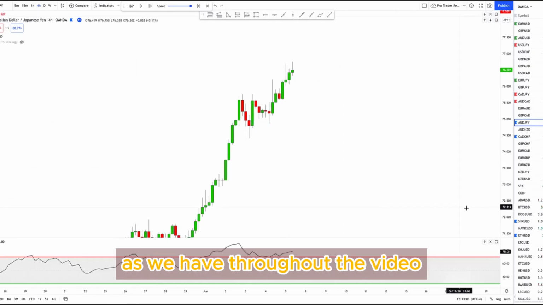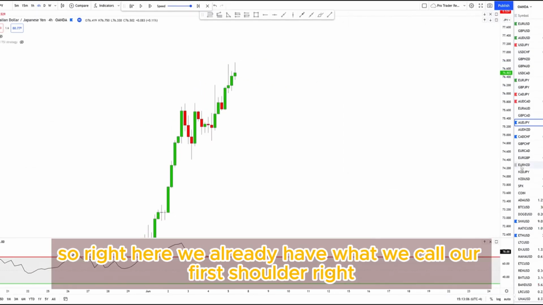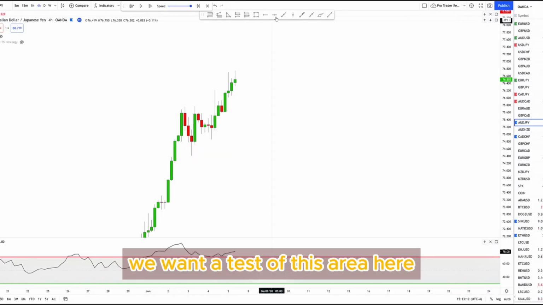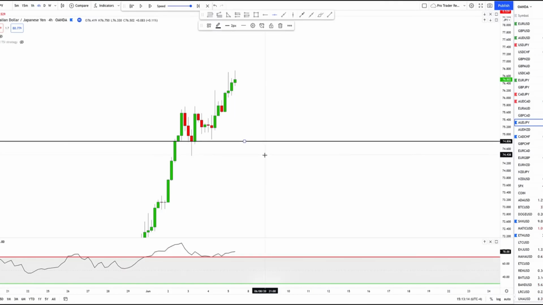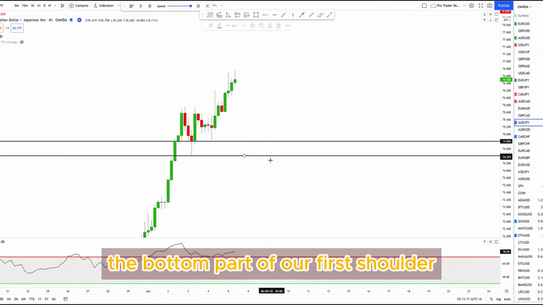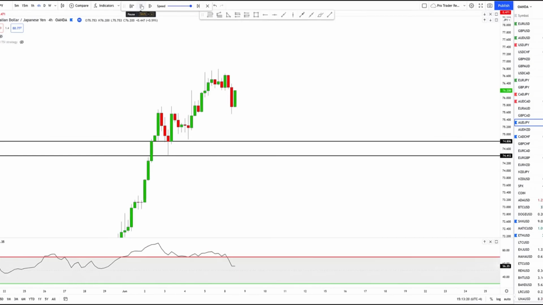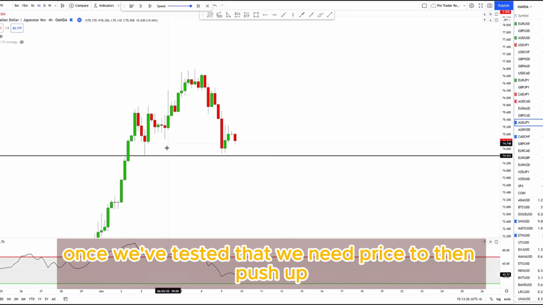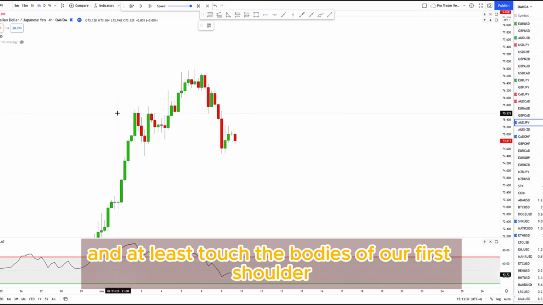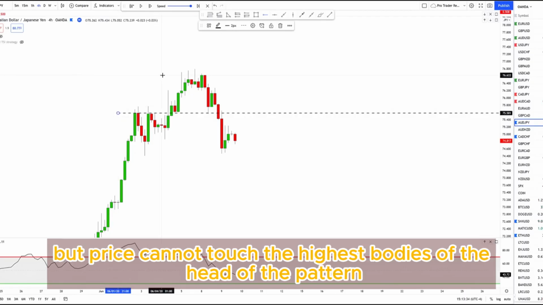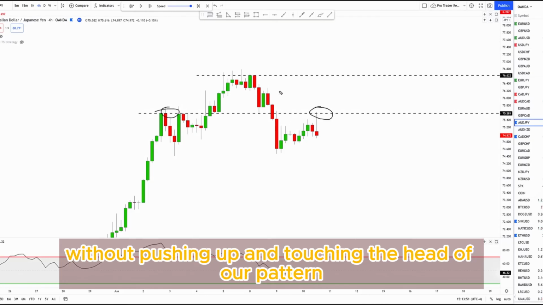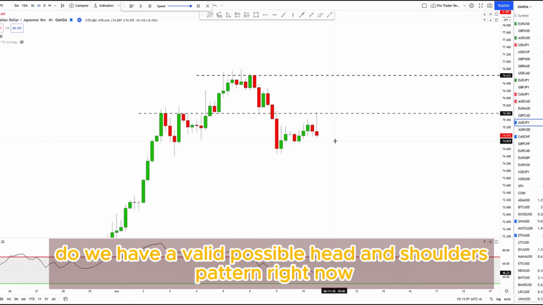So let's go ahead and talk about what would happen if we were actually seeing price create this head and shoulders pattern as we have throughout the video. So right here, we already have what we call our first shoulder, right? It's right here. What are the next steps we're looking for? We want a test of this area here, the bottom part of our first shoulder. We need price to come down and test that. Does it? Yes, it does. Once we've tested that, we need price to then push up and at least touch the bodies of our first shoulder, but price cannot touch the highest bodies of the head of the pattern. So here we get the touch of the previous shoulder without pushing up and touching the head of our pattern. Do we have a valid possible head and shoulders pattern right now?